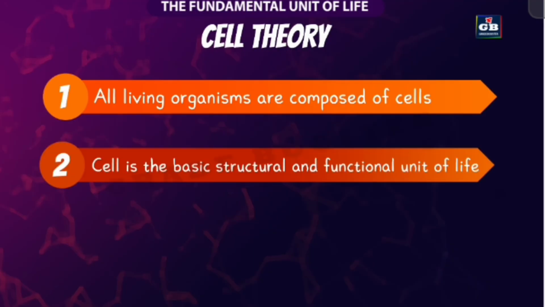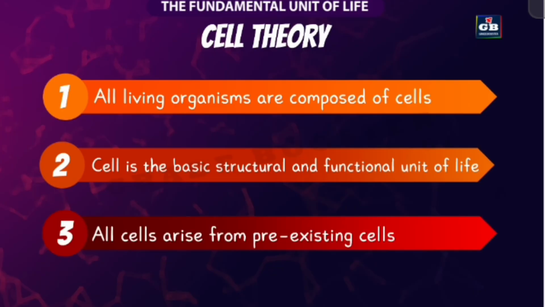2. The cell is the basic structural and functional unit of life. That means cells are the smallest unit of life that can carry out all the processes necessary for an organism to live. Cells are the building blocks of life and perform various functions depending on their special job. 3. Cells arise from pre-existing cells. This statement is given by Rudolf Virchow. It tells that the new cells are formed from pre-existing cells through the process of cell division. These three principles are collectively called as the cell theory.